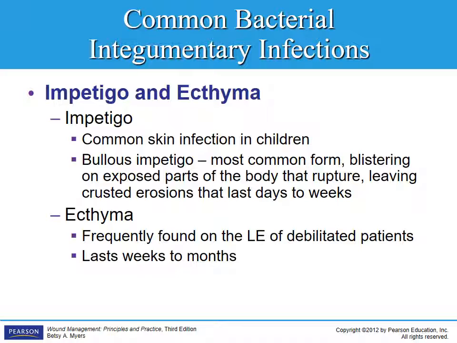Impetigo is the most common form, with blistering on exposed parts of the body that rupture, and it leaves crusted erosions that last days to weeks. Again, most common in children. And eczema is found on the lower extremity of debilitated patients, and this one lasts weeks to months.